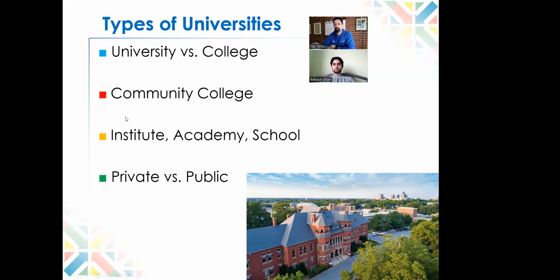And then there is also something called community college. Now that is not a university. A community college is usually an institution that grants only associate degrees. Usually it takes 2 years, maybe 3 years to get one. So it's not a bachelor's degree, it's an associate degree.